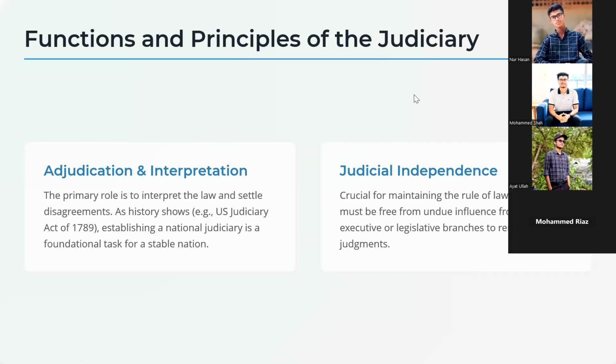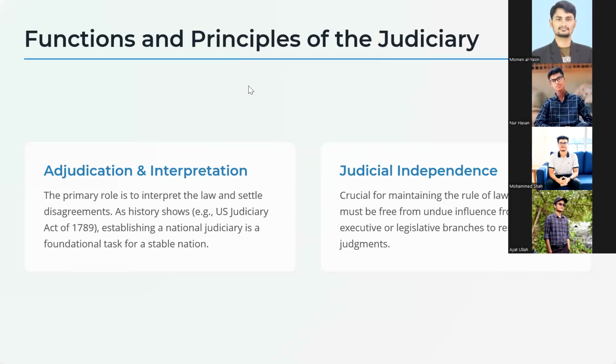So let's look at the functions and principles of the judiciary. They do what we call adjudication and interpretation, and they do what we call judicial independence. For example, if I am the president of the country, it doesn't mean that I can just order a judge to rule in my favor.